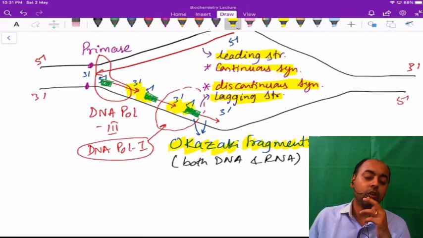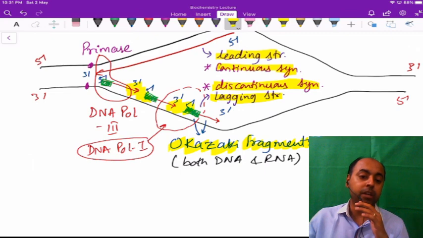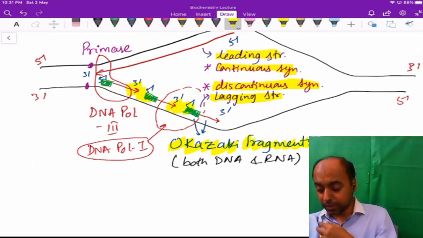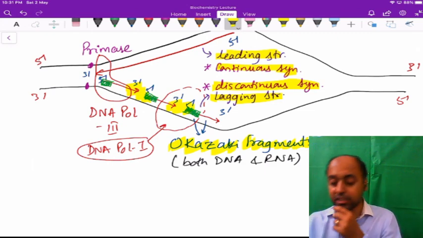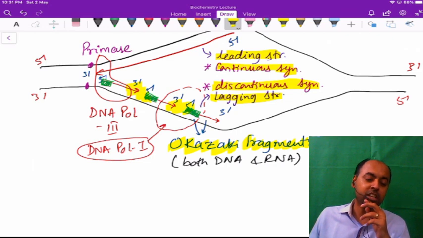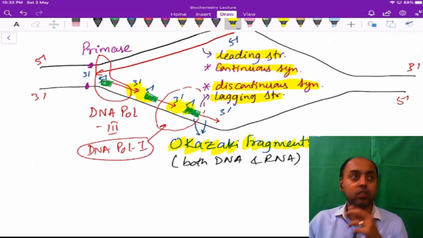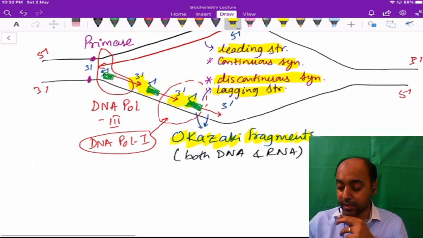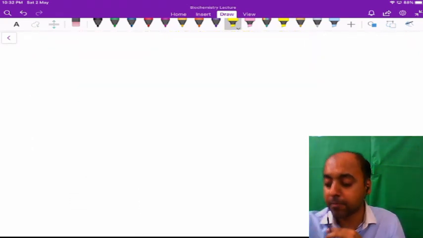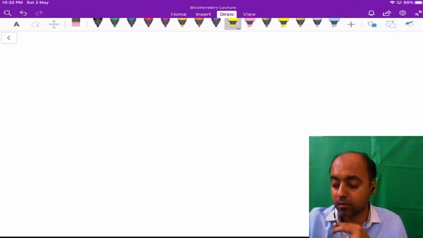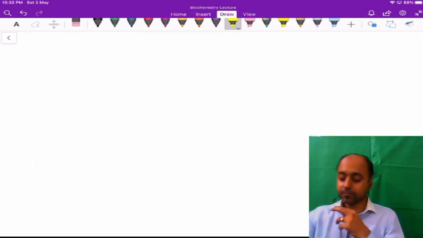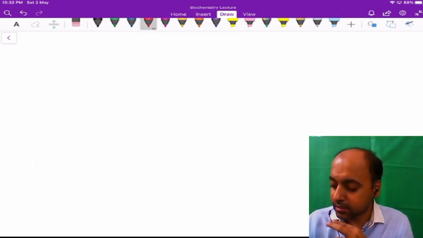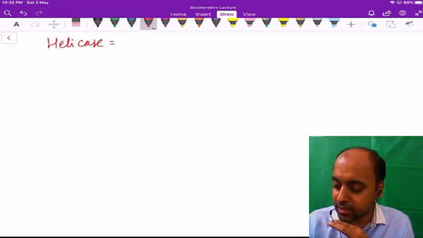So gradually all the DNA will be copied. Each of the strands of the DNA will be copied and will reach the end of the DNA. Before reaching the end of the DNA, one very important point which I want to highlight here, and that is something like this. The helicase has a very important side effect.